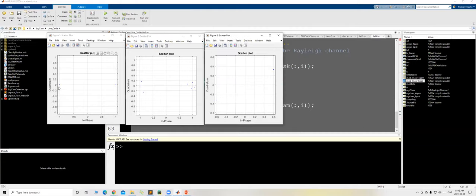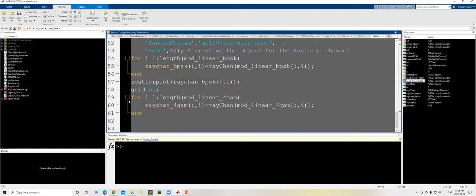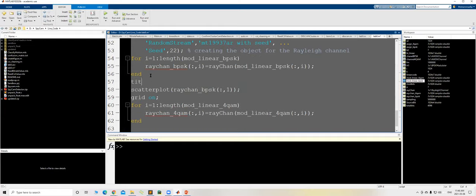So you can see this one was the before transmission. And before transmission, you had no rotation, and it was exactly at the position which we wanted. But when you applied the AWGN channel, you had some rotation of the multiple copies here. And then this is the scatter plot after the Rayleigh channel. So I think we should write the title for everyone so that it is clearly visible.